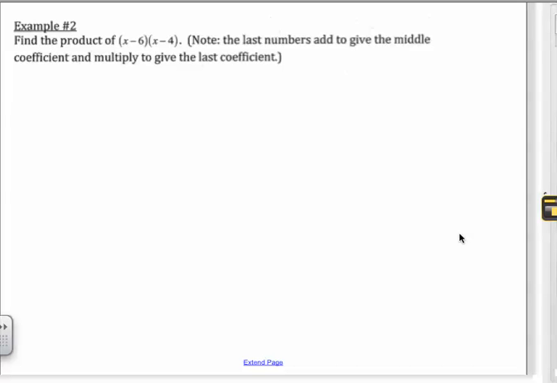What's the first term going to be? It's going to be x squared, right? Okay. What's the middle term going to be? Tara? Negative 10x. Because it's minus 6 plus minus 4 is minus 10x. What's the last term going to be, Joe? Plus 24, because when I multiply a negative times a negative, I get a positive.